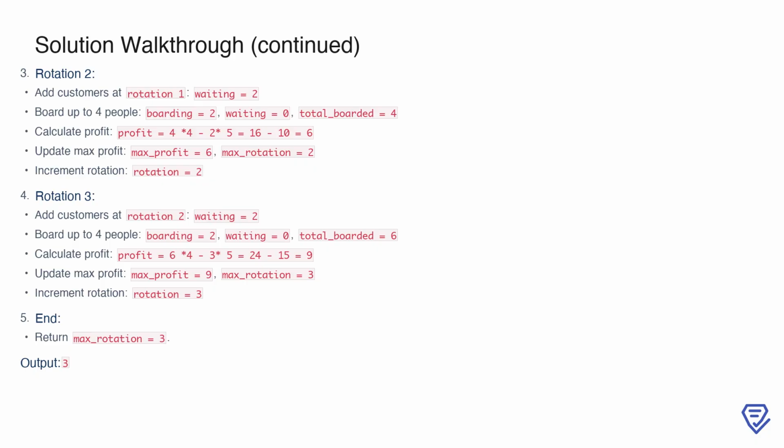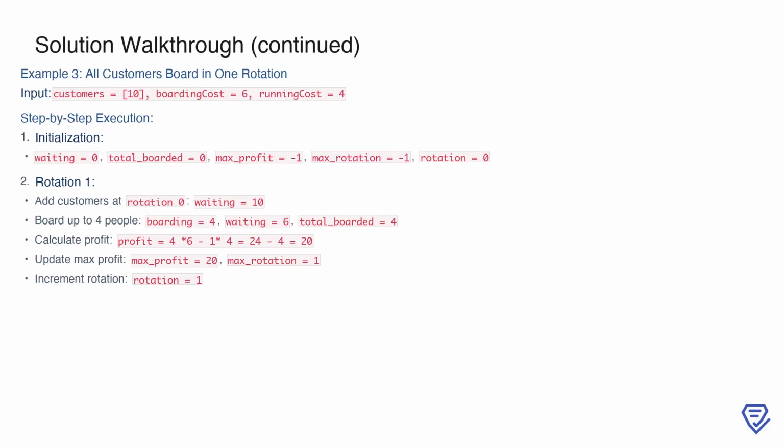In the third rotation, the last group of 2 customers arrives and is boarded, bringing the total boarded count to 6. The profit for this rotation is 9, the highest so far, so we update the maximum profit to 9 and note that it occurred in rotation 3. At this point, all customers have been served, and we return the rotation with the maximum profit, which is 3. This example demonstrates a scenario where all customers board within just a few rotations.